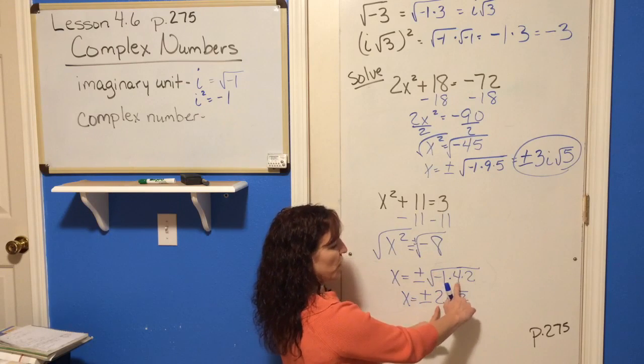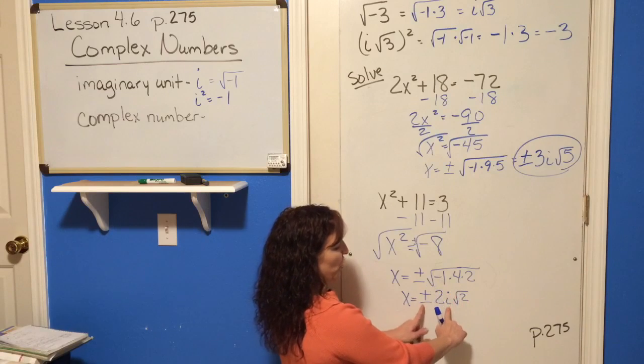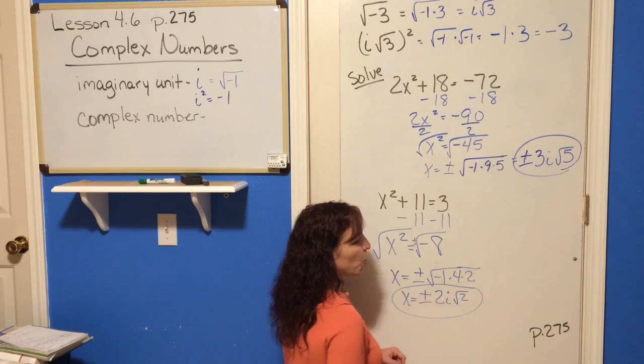So do you see where the 2 comes from? Square root of 4 is 2. Square root of -1 is i. Don't forget that your answer could either be positive or negative.